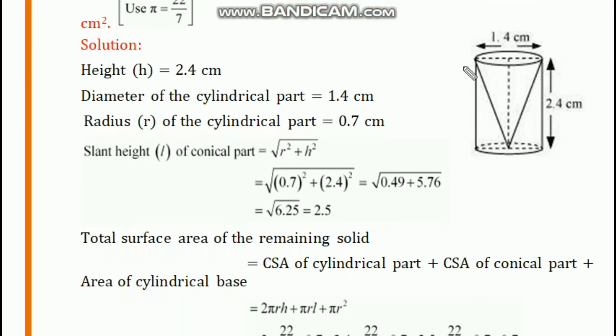To find the curved surface area of a cone, we must know the slant height, but here we know the height of the cone and radius of the cone. So we need to find out the slant height. Already you know how to find the slant height. Slant height equals square root of r square plus h square. The radius is 0.7, height is 2.4. Then simplify, you'll get the answer as 2.5 centimeter.